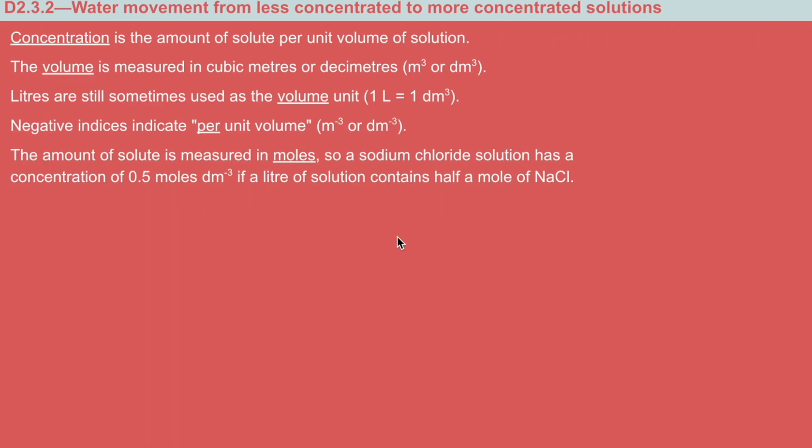When we say concentration, we're talking about the amount of solute per unit volume of solution. The volume can be measured in cubic meters or decimeters. Liters are still sometimes used as volume. Negative indices indicate per unit volume. So if you see a negative in an exponent, that's just the same as it being in the denominator, right? So we would read this as per cubic meter. The amount of solute is measured in moles. So a sodium chloride solution has a concentration of 0.5 moles per cubic decimeter.